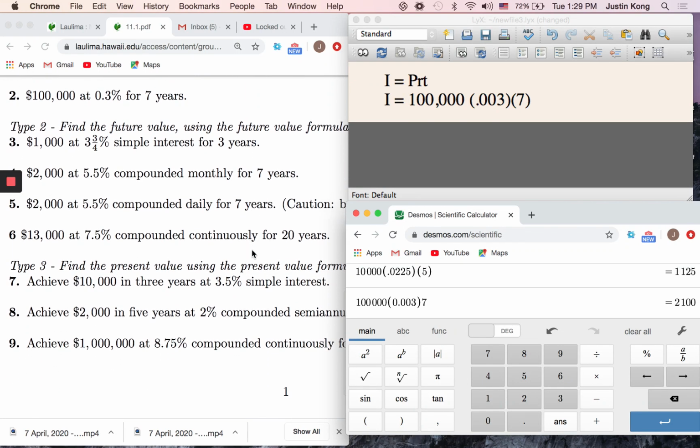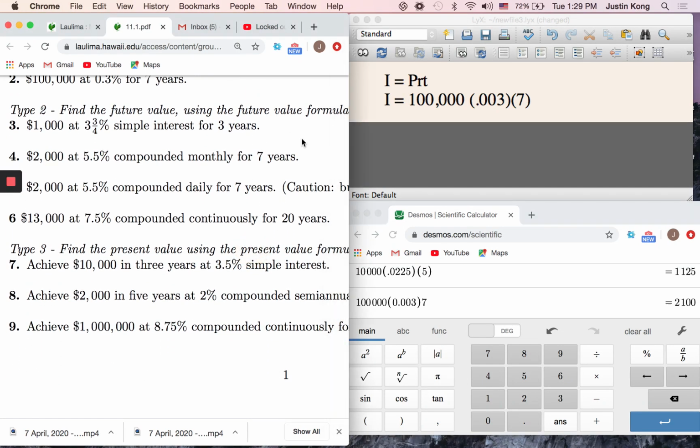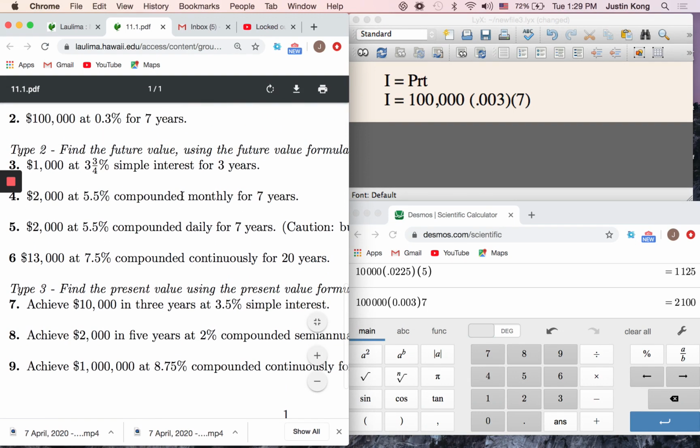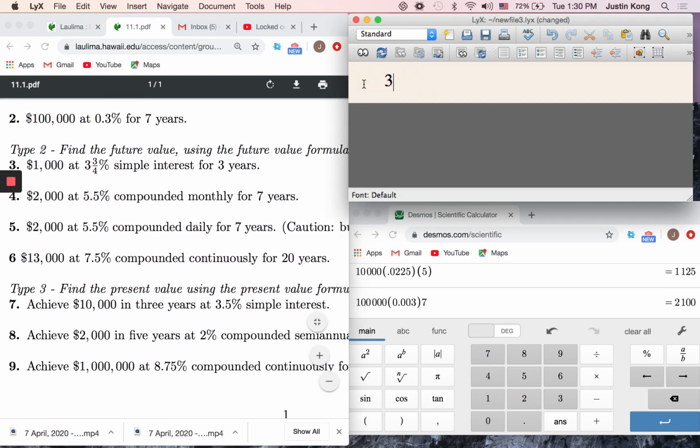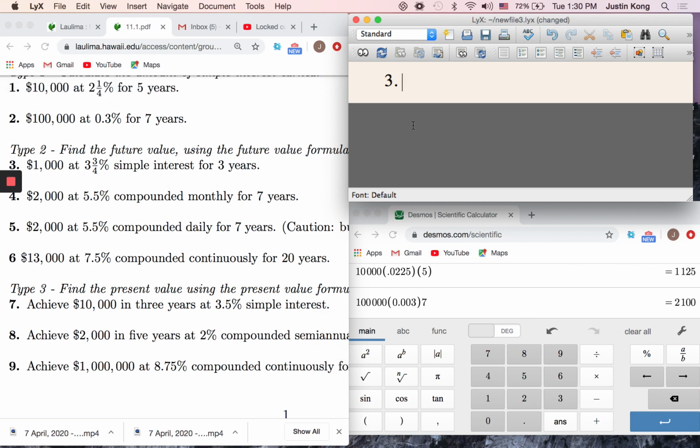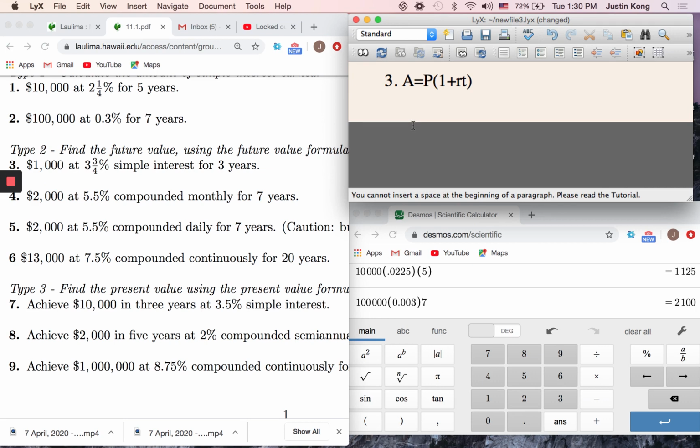Okay, number 3. Find the future value using the future value formula. And there are different kinds of future value formulas, right? Let's look at problem number 3 first. This one's using simple interest for 3 years. So we have $1,000. Okay, well, let's write the formula first. Formula is A is equal to P times 1 plus RT. Right? We don't know A, that's what we're trying to figure out. So what we do is we fill in the parts that we do know, $1,000.